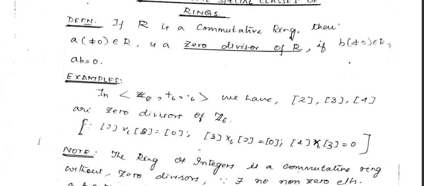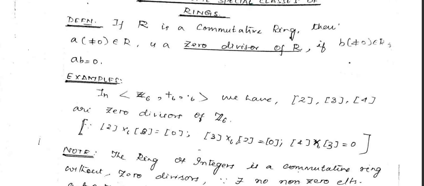Now, for example, if we consider Z6 under addition modulo 6 and multiplication modulo 6, we know that this forms a commutative ring. In that, if we consider class 2 with class 3 and multiply them modulo 6, then we get class 6, but class 6 in Z6 is nothing but class 0. The remainder when 6 is divided by 6 gives us 0, and that is why we have 0 here.